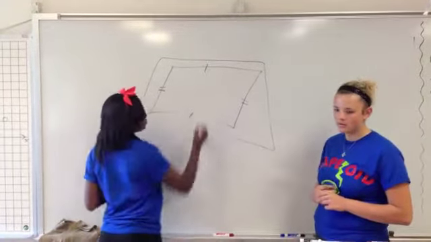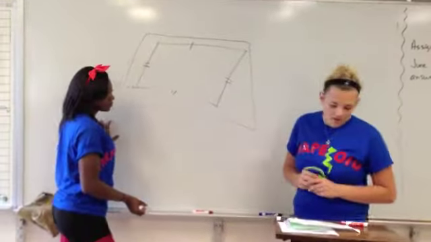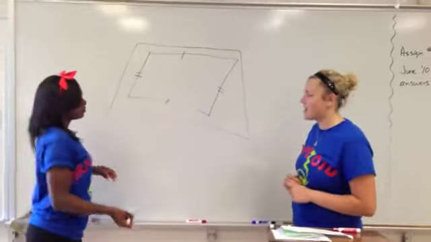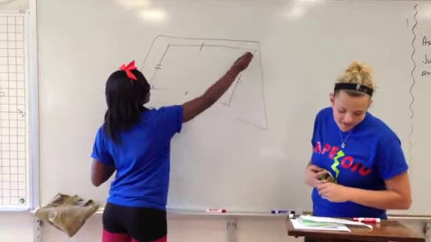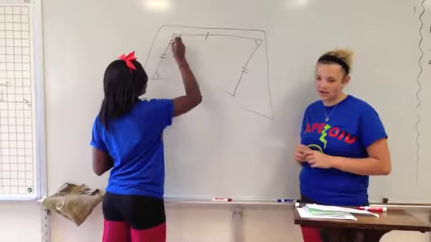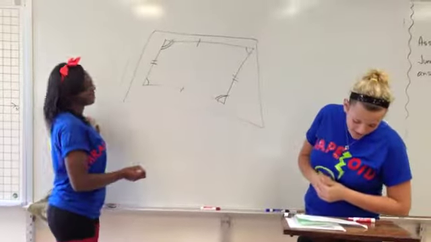Whoa. What does congruent mean? They're basically equal in length. Okay. Both pair of opposite angles are also congruent. Any 2 consecutive angles are supplementary. What does supplementary mean? It means they equal 180. Oh, when you add them?